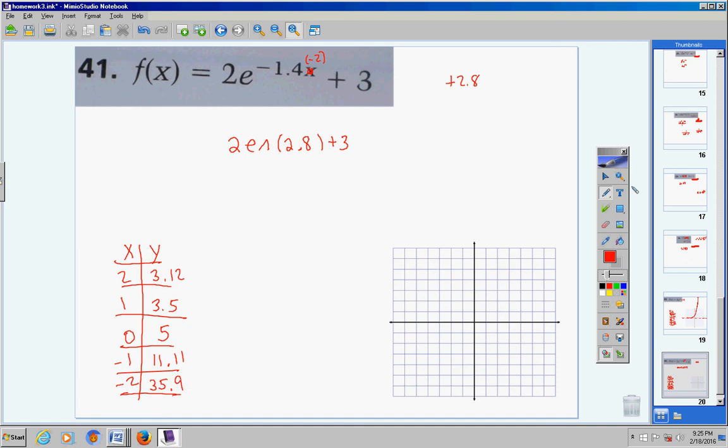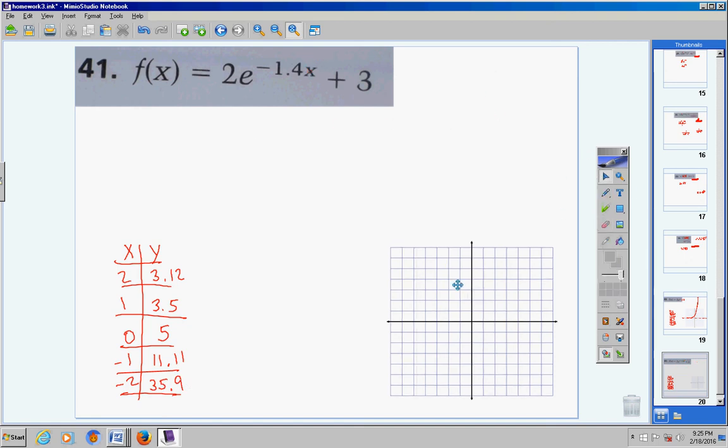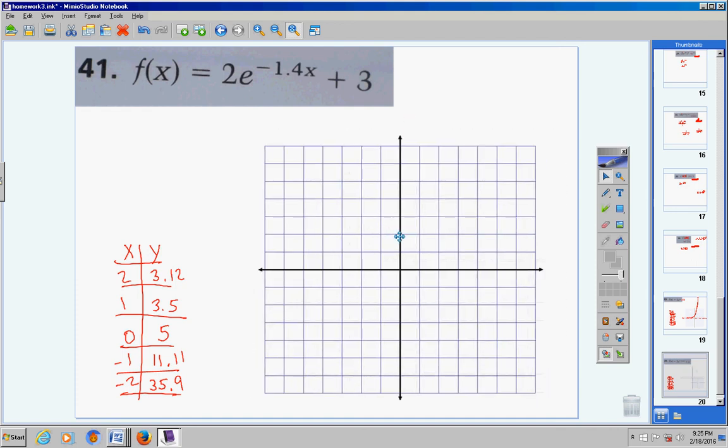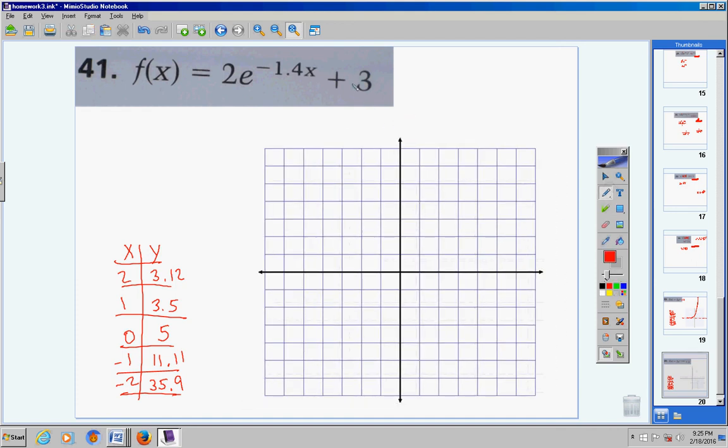Okay, now, next, we have to find our horizontal asymptote. Remember, every exponential function has a horizontal asymptote. Well, the number that's being added or subtracted to my exponential expression is positive 3. So I know that my horizontal asymptote is going to go through positive 3. So up 3.